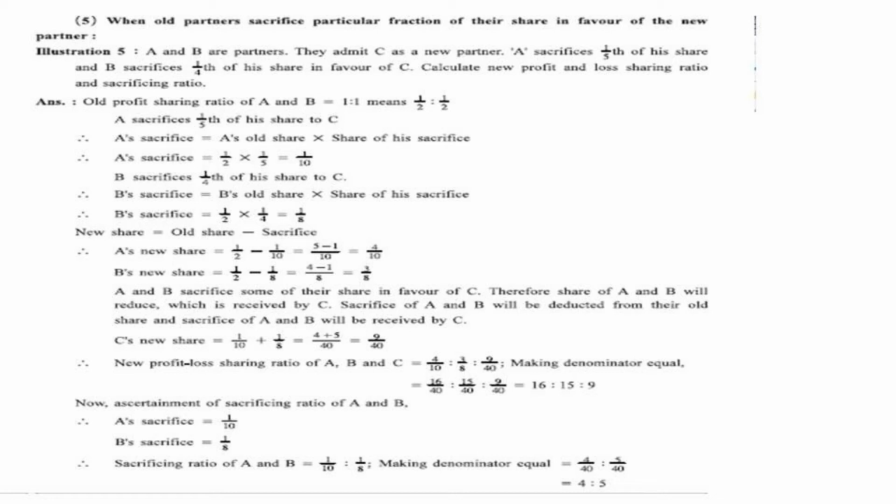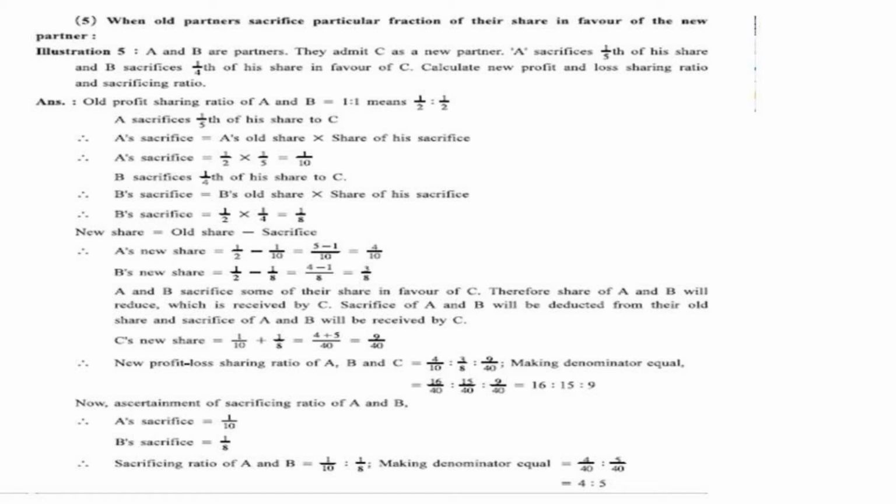Now answer part. First we have to write old profit sharing ratio of A and B. It is not given, so we have to write equal 1:1. 1:1 means 1/2 and 1/2. A sacrifices 1/5 of his share to C. So A's sacrifice is equal to, we have to put the formula, A's old share multiplied by share of his sacrifice.